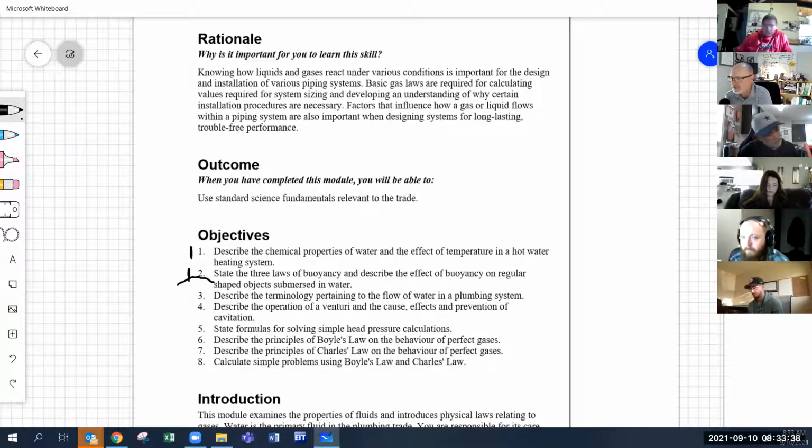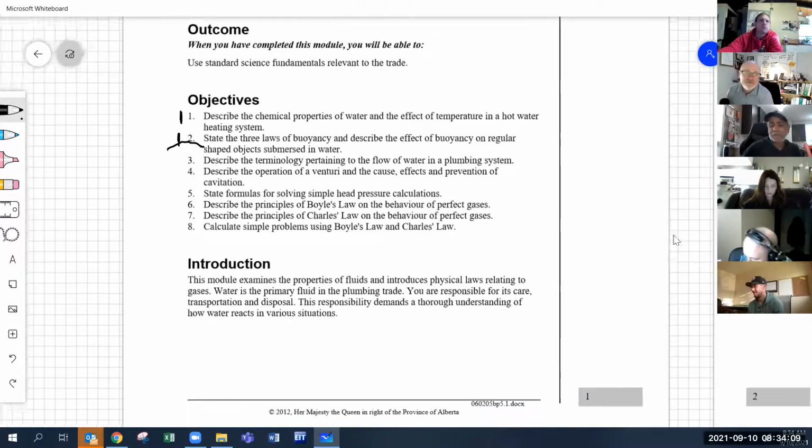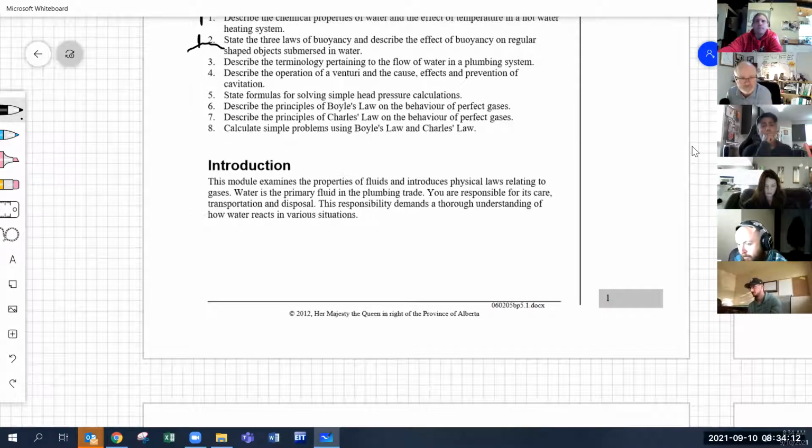Is that correct? Can somebody please confirm that for me? Yeah. Mine says something different. What does it say? Describe the chemical properties of water and the effect of temperature in hot water systems. State the 3 laws of buoyancy and describe the effect of buoyancy on regular shaped objects submersed in water. Oh, okay. That sounds like 1 and 2. That's exactly the same objective. Okay, excellent. Well, good. Thank you for that.